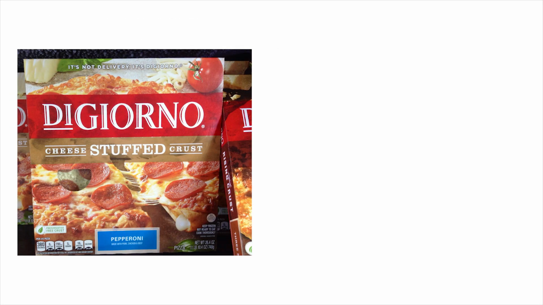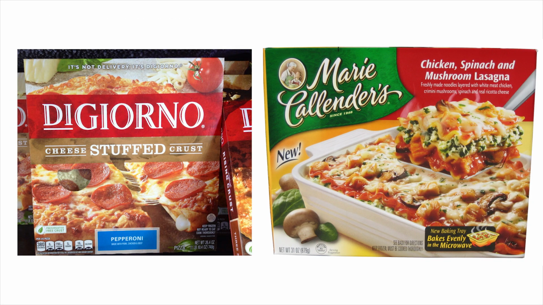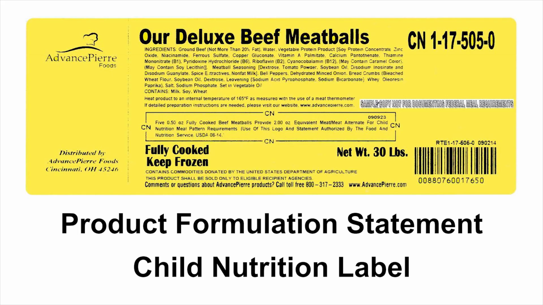There are other combination foods that you may purchase at a store, for example, frozen pizza or lasagna. It is a challenge to credit some of these items as meeting 2 food components because you will need to have documentation of the specific measurement contributions for each food component. It is a requirement that if you serve these products, you obtain a product formulation statement or child nutrition label. If you can't get this document, then you will have to remove this menu item from your menus.